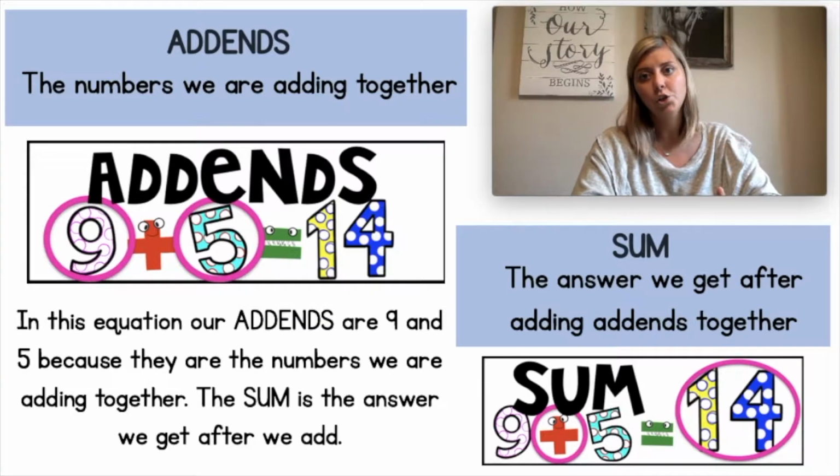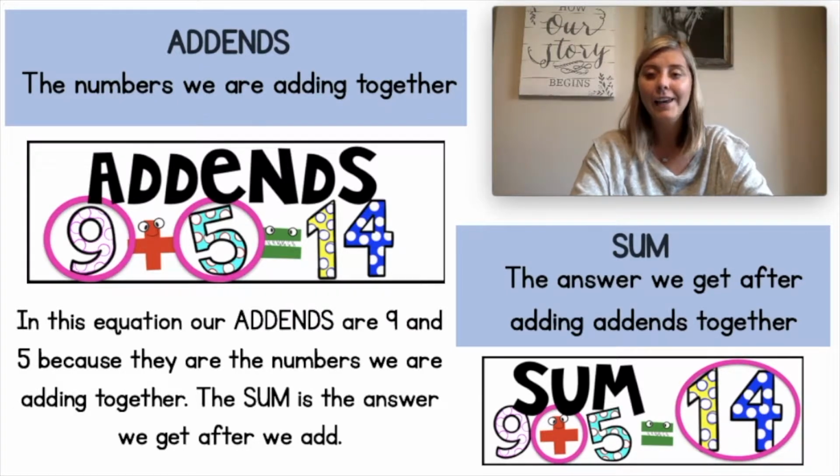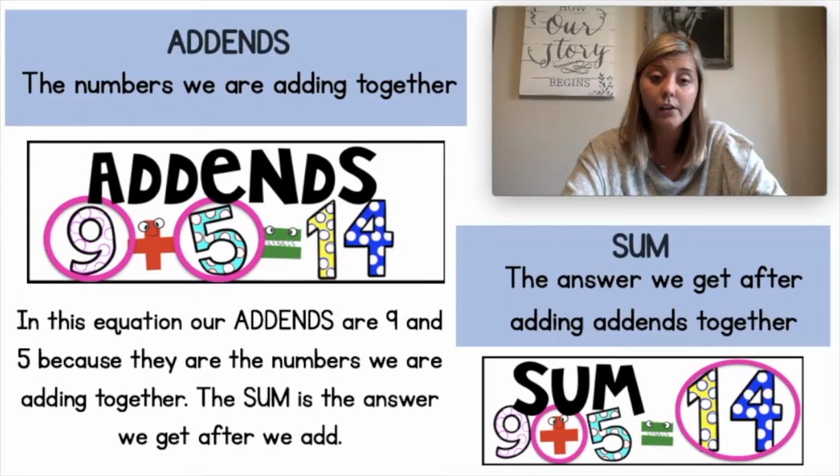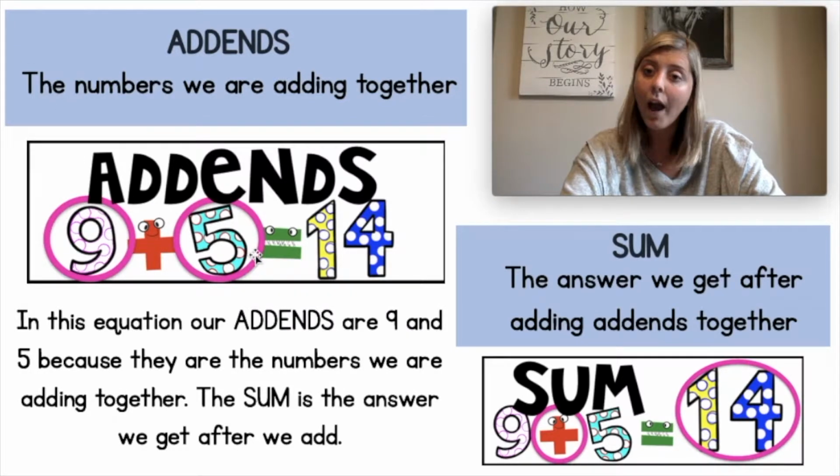Now in our equation, we talked about the addition sign just a second ago, but we also have add-ins. And add-ins is just a fancy way to say the numbers that we're adding together. So in this example right here, this says 9 plus 5. We're adding together 9 and 5, so we're going to call them our add-ins.